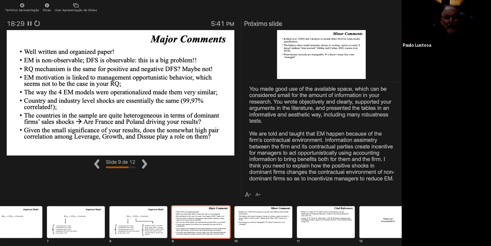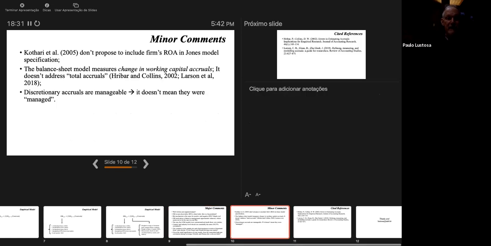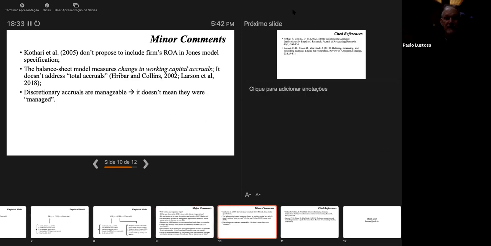So this is my main comment, and I have secondary questions, minor questions. Here are three minor questions. Kothari et al. don't propose to include firm's ROA in the Jones model specification. They didn't do this.